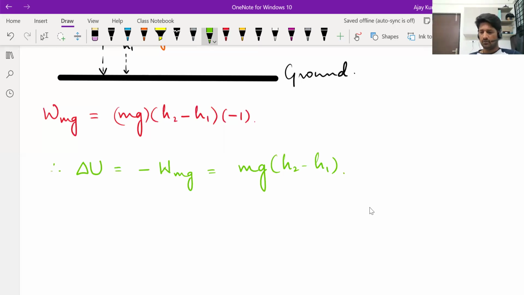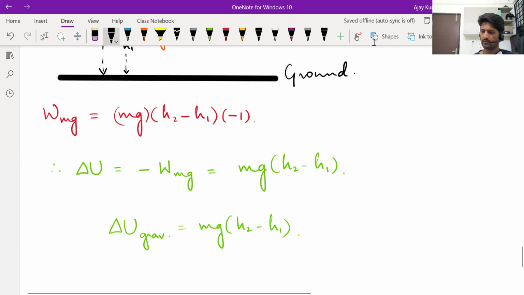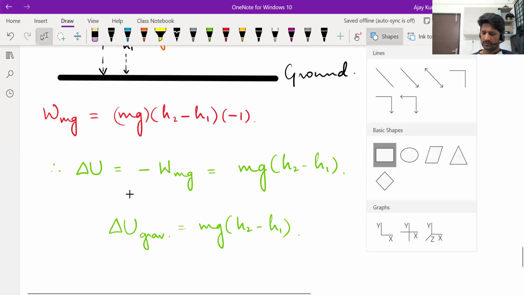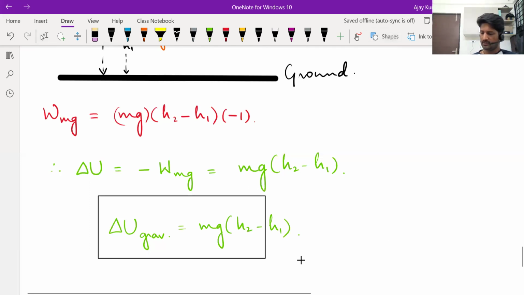So what have we derived now? We have derived an expression for the change in gravitational potential energy when an object is raised to a certain height above the ground. mg into h2 minus h1. So this is the proper formula for change in gravitational potential energy.